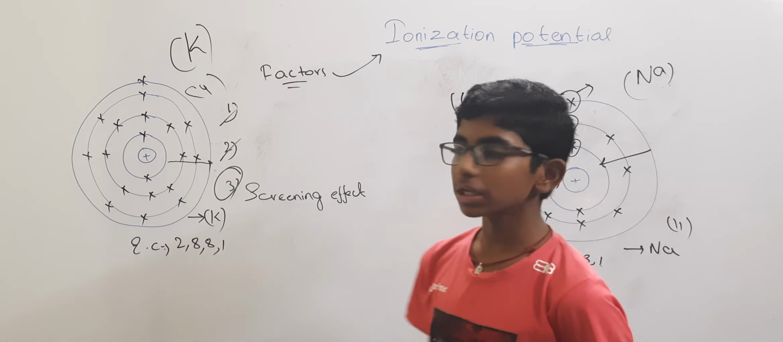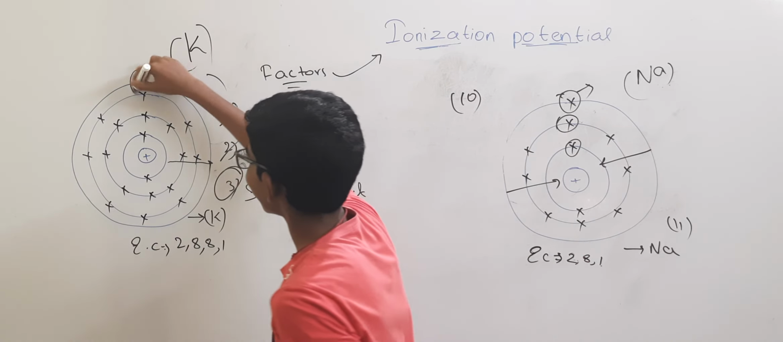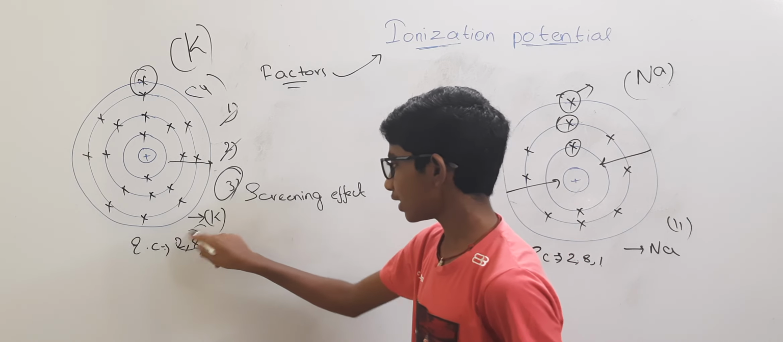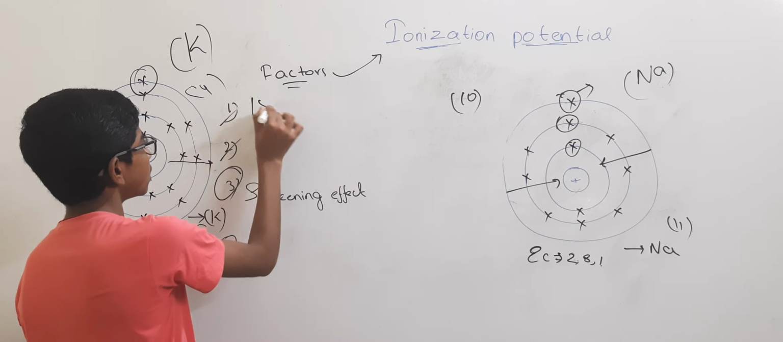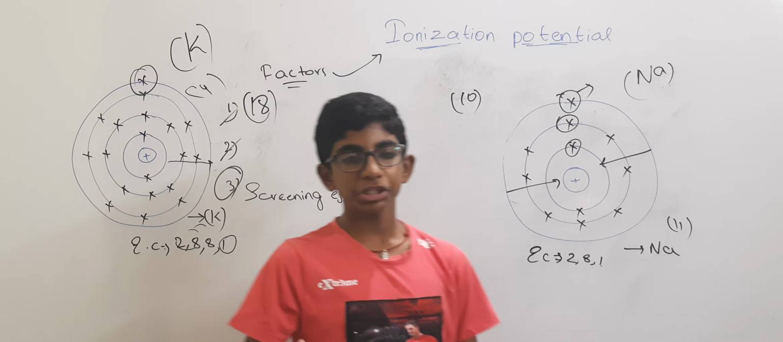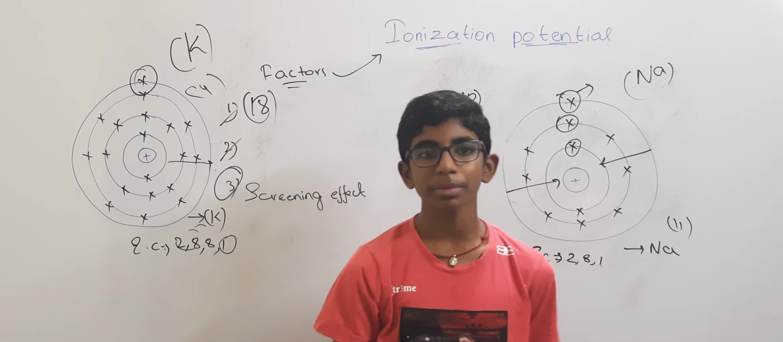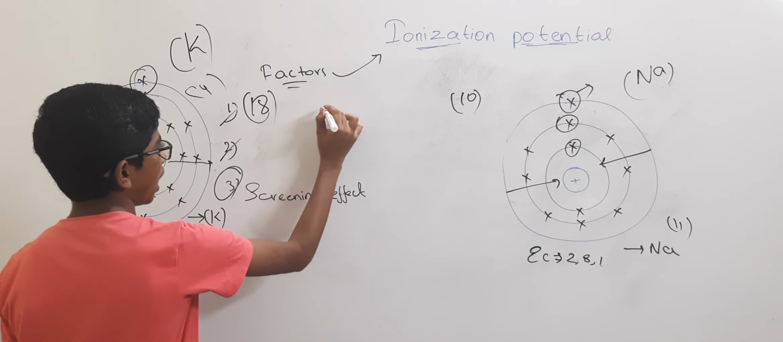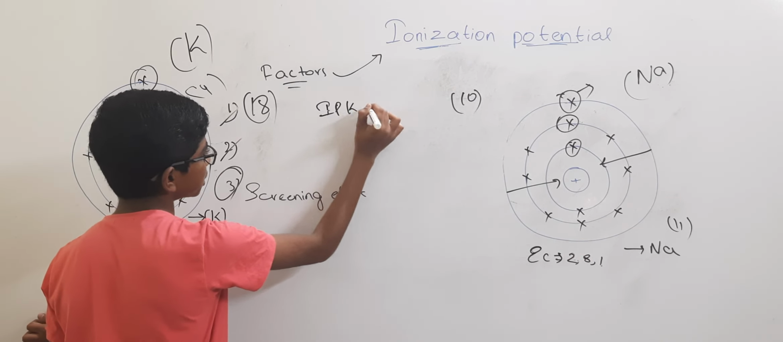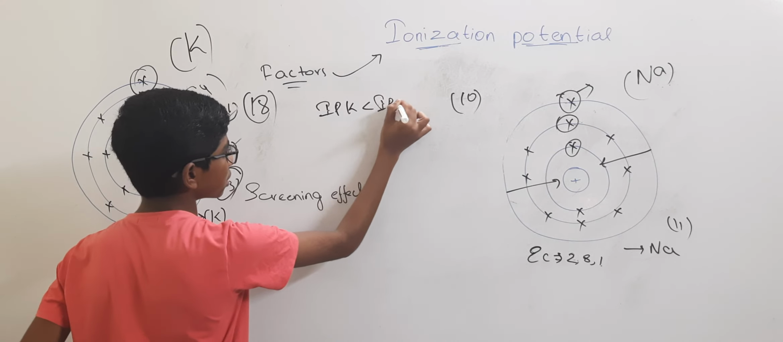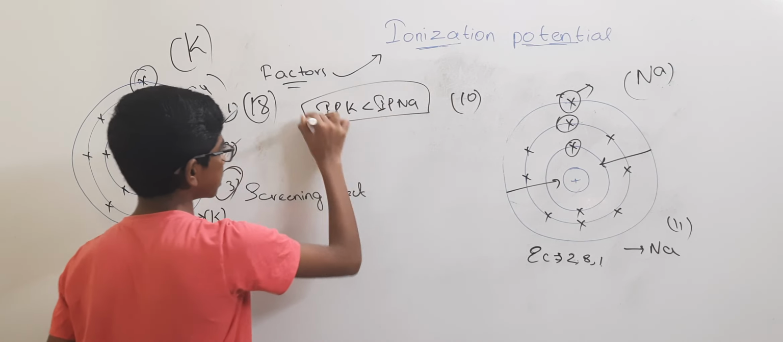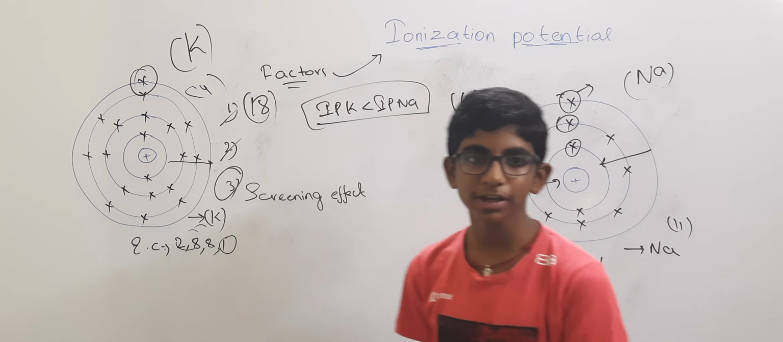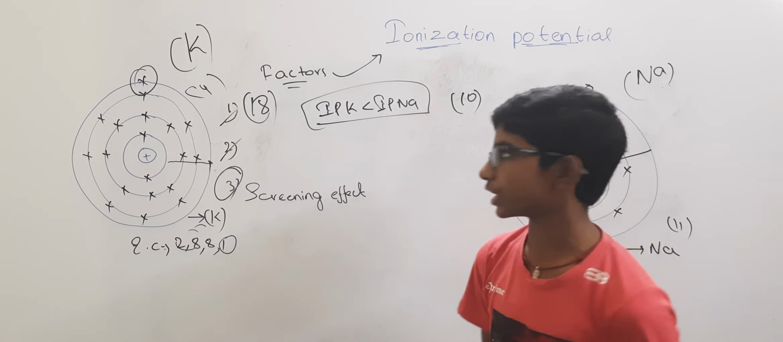Now we have to count in potassium. Okay, this is the valence shell. How many electrons? Inner shells have 10, plus 8 more, 18. The total 18 electrons are shielding the attractive force from the nucleus. Okay, in this way, the ionization potential of potassium is less than the ionization potential of sodium. From this relation, we derive the conclusion between screening effect and the IP.